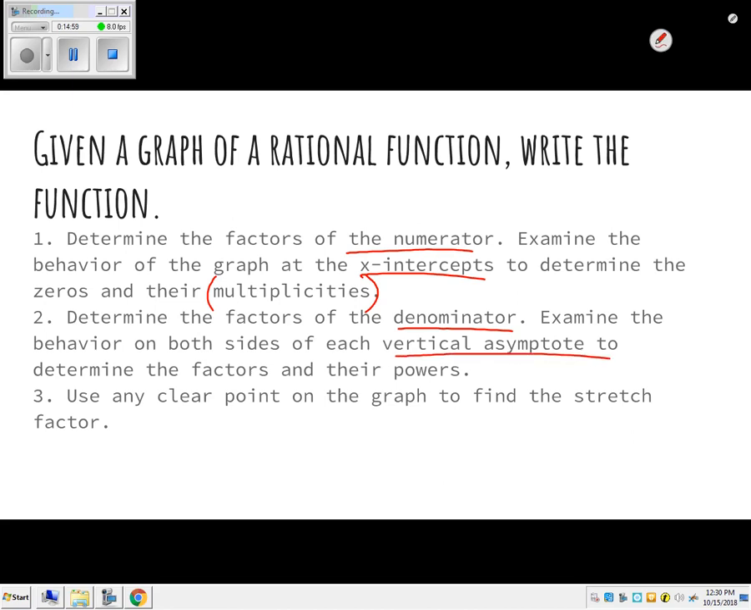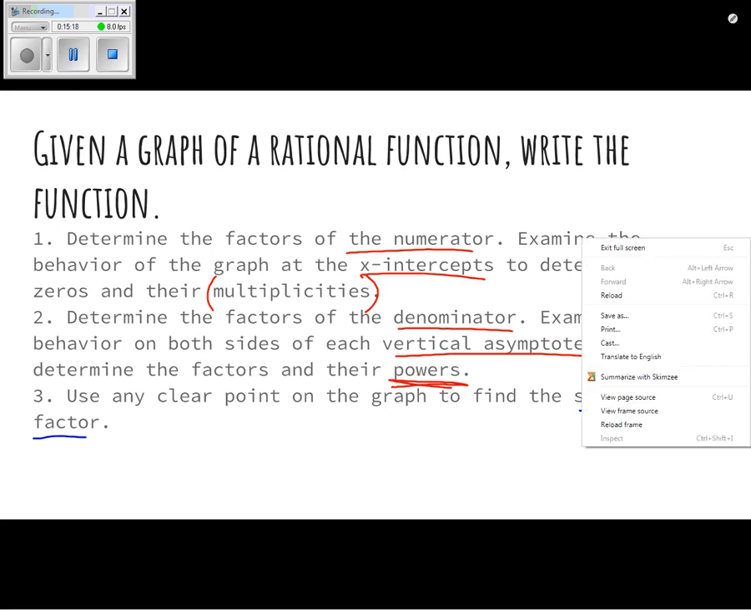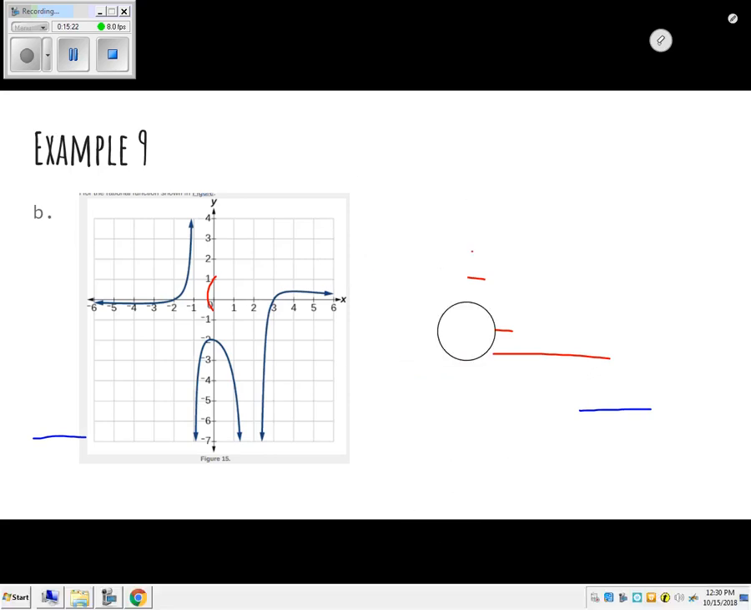And also, it's like checking their multiplicity, but I'm going to check for their power, what they're being raised to. Is it acting like the reciprocal function, or is it acting like the reciprocal squared function? And then just as we've done this whole unit, we're going to be looking for that stretch factor. So I'm going to give you a graph, and you just have to tell me what an equation could be.